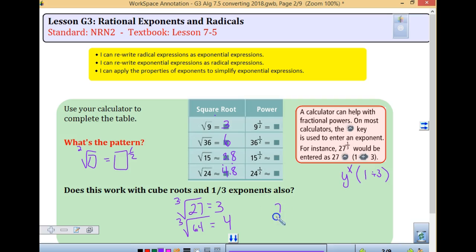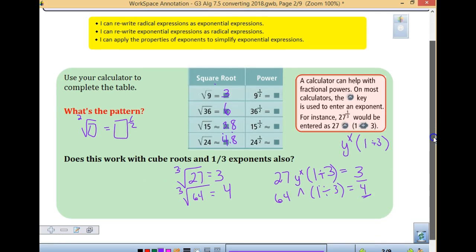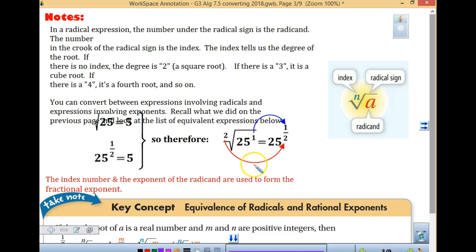If we are looking at taking 27 on your calculator, and you have to use either the y to the x or that caret key, and then 1 divided by 3. Did we get 3? When we take 64 raised to the 1/3 power, do we get our 4 again? So the relationship stays the same as we are looking at those. So this is going to be key as we are doing this assignment today.